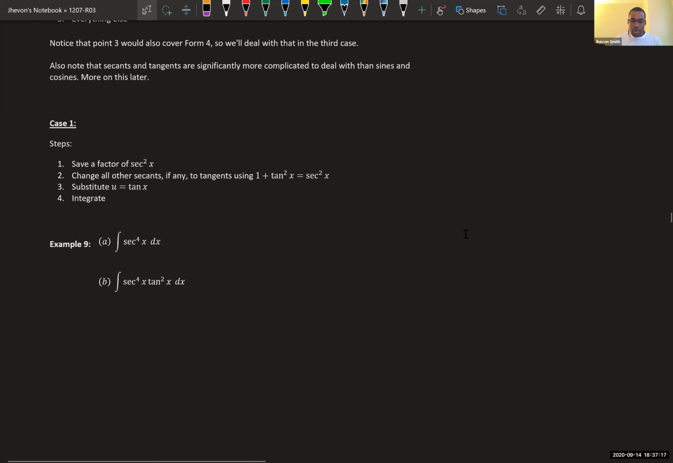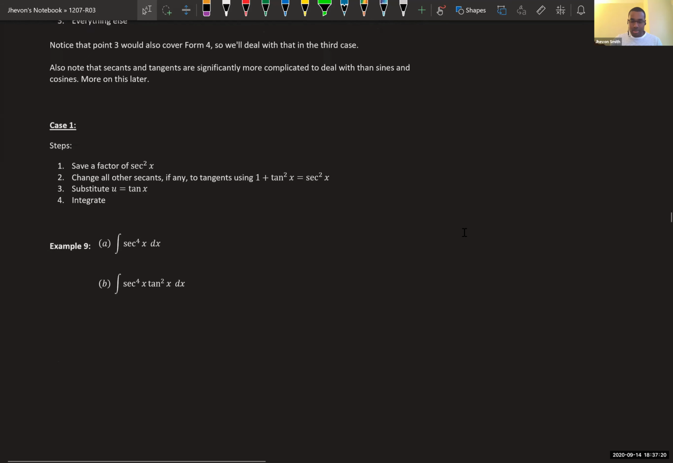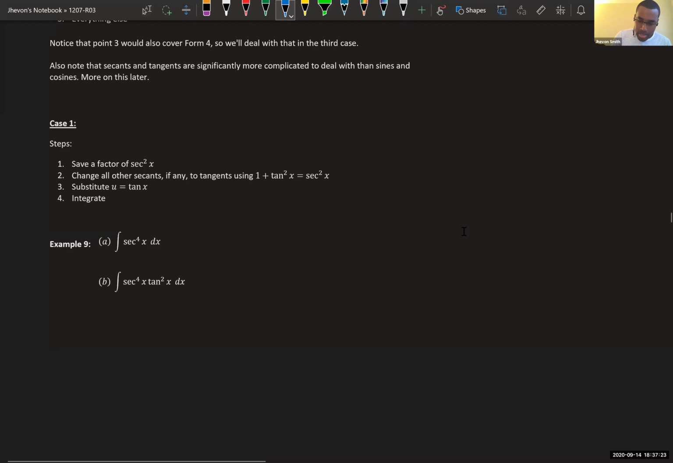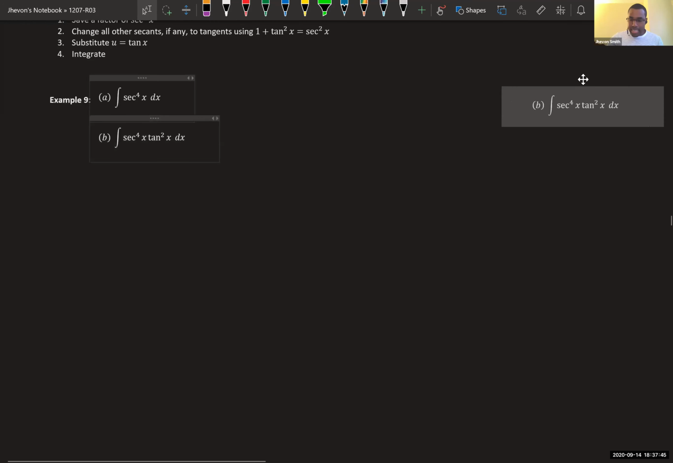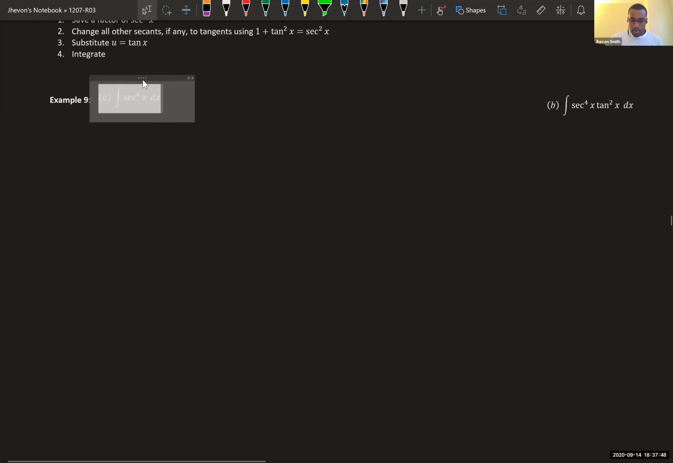So let's look at case 1, right? So case 1 is when the power of secant is even, and tangent is some other power. And this is especially if greater than or equal to 4. Okay, so here are some scenarios. We can look at something like secant to the 4th. So here, the power of secant is even, it's greater than or equal to 4. The power of tangent is 0.